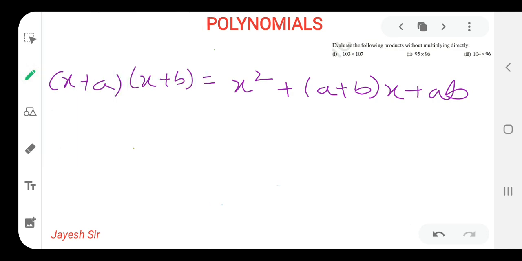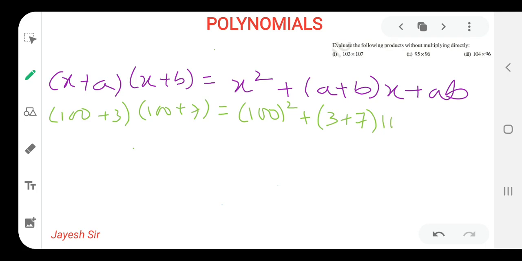So it would be 100 plus 3, that we can write as per our sum, and 100 plus 7. Yes friends, so what we can do: x means 100, square, plus a means 3 and b means 7, and x means 100. I am just putting the values so that we can get the answer. I hope you all are getting it, friends.